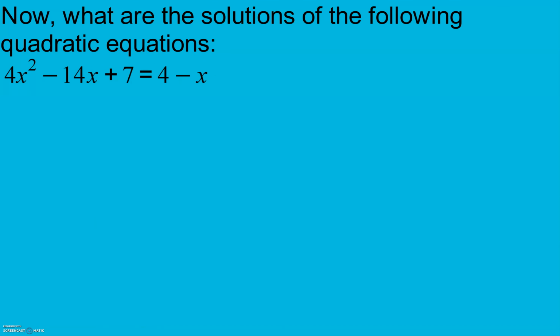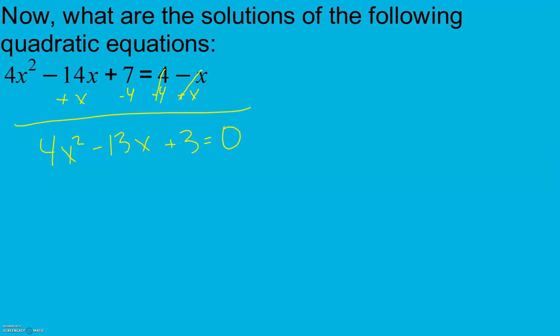Now, feel free to pause here and give this a try if you'd like. First thing I'm going to do is get it set equal to 0. So I'm going to add x and subtract a 4. 4x squared minus 13x plus 3 equals 0.